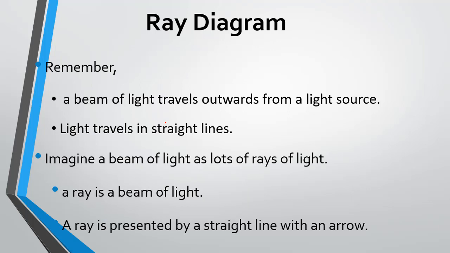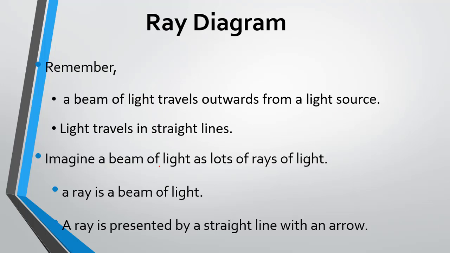Now let me talk about the ray diagram. Remember, one, a beam of light travels outwards from a light source, and two, light travels in a straight line. You have to remember these two.